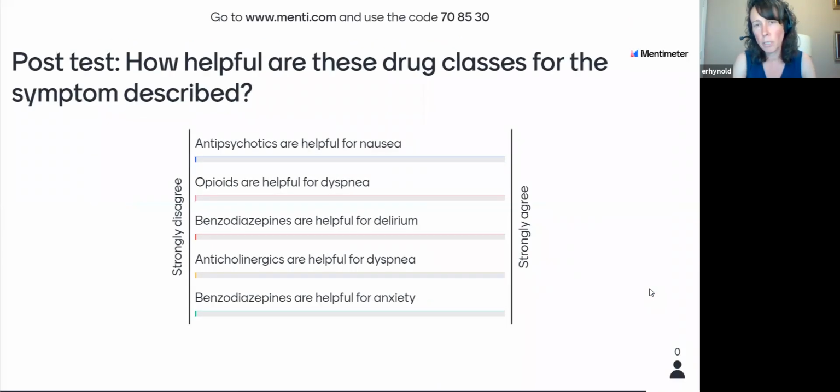So here's our post-test. Thankfully, it doesn't have the jaunty music. Based on what we've been talking about today, if you're on Mentimeter, I'd appreciate it if you could fill in your thoughts about how helpful these classes of medications are for the different symptoms. And while you're filling that in, I am going to read this comment here.